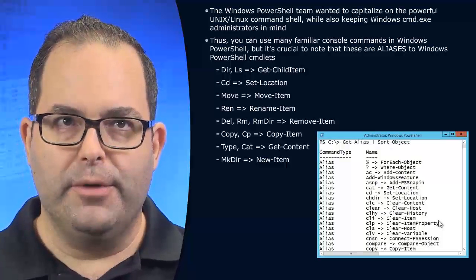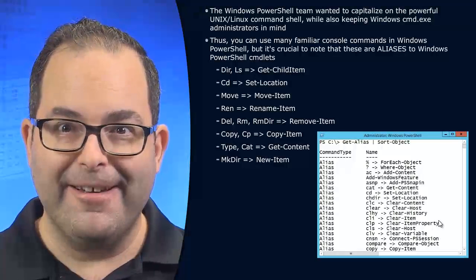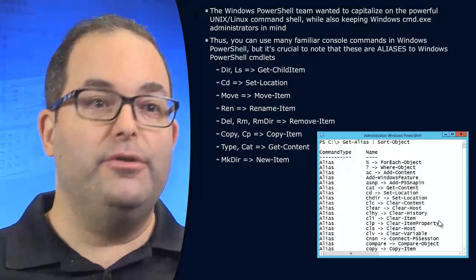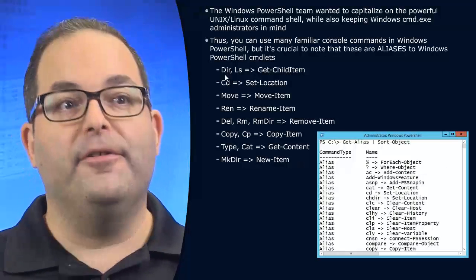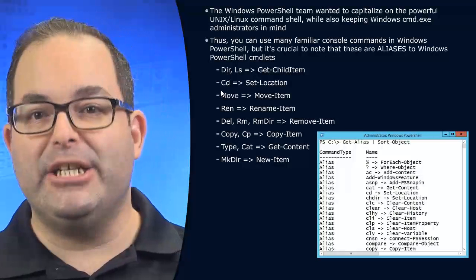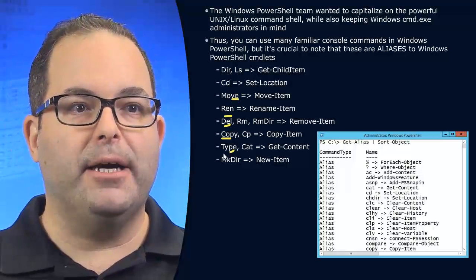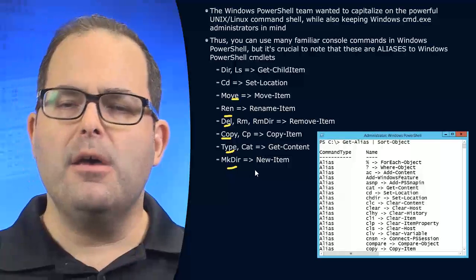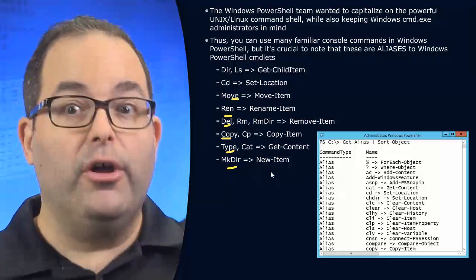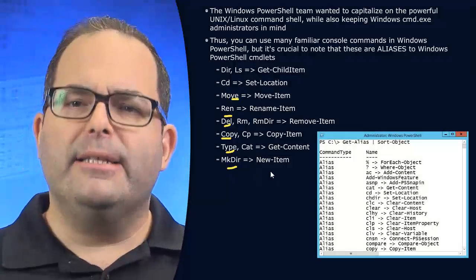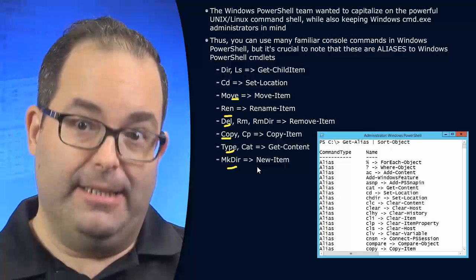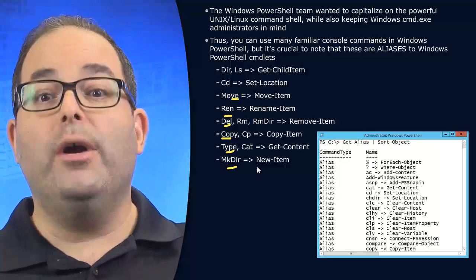In other words, to repeat this for like the 100th time, when you're in PowerShell and you do things like dir for a directory listing, cd to change your location, move, ren, del, copy, type, mkdir, etc., you're not actually running internal DOS commands. Instead, you're referencing aliases. An alias is a shortcut.